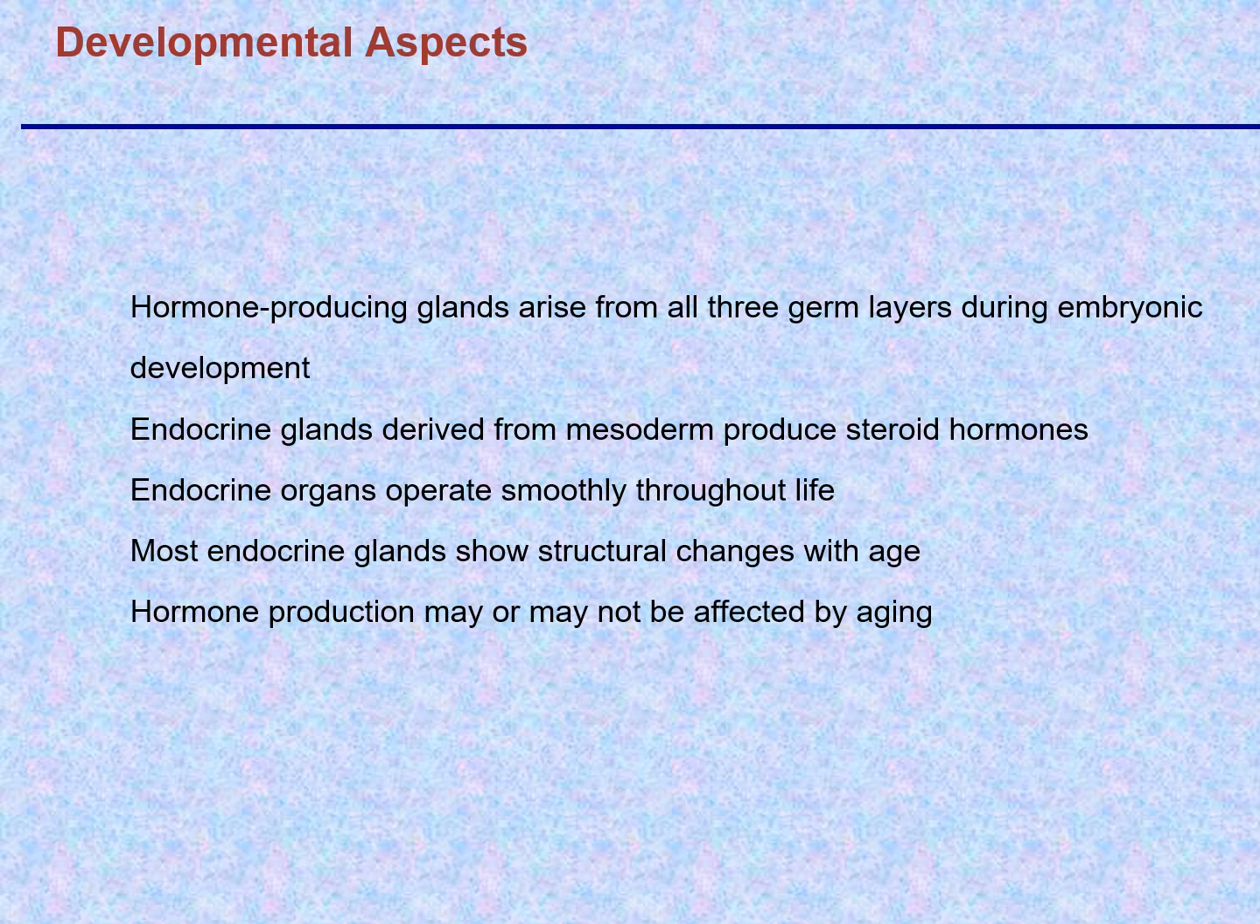I will talk very briefly here about some developmental characteristics in the developing embryo. Hormone-producing glands can arise from any of the three layers that are involved in embryonic development, 3 layers of tissues. The glands that are derived from the mesoderm layer are the ones that will produce steroid hormones. Endocrine glands in general operate throughout life. Some show changes with age, but others are unaffected by age.